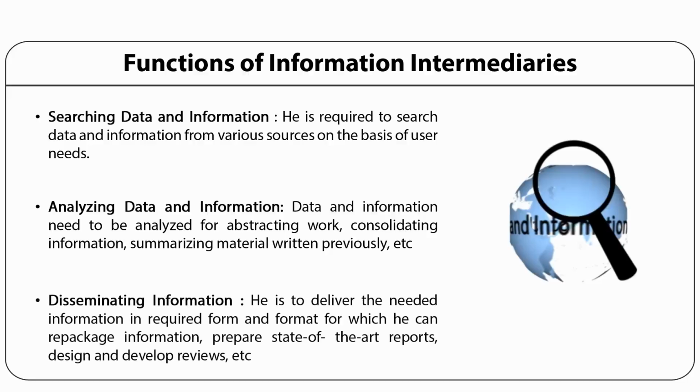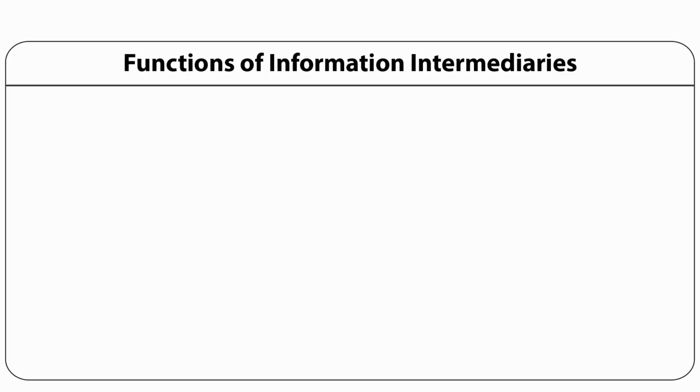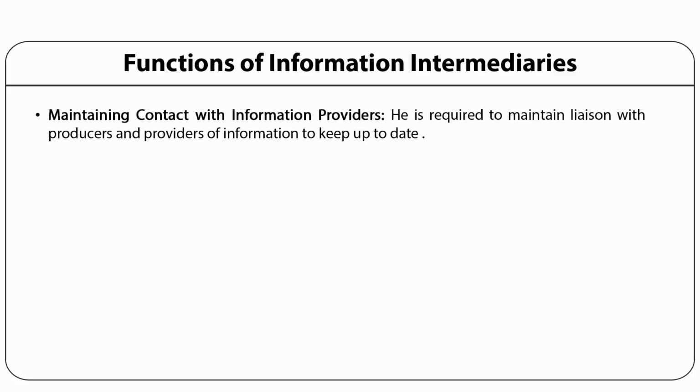Disseminating information is another function. He is to deliver the needed information in required form and format for which he can repackage information, prepare state-of-the-art reports, design and develop reviews, etc. Another function is maintaining contact with information providers. Information intermediary is required to maintain liaison with producers and providers of information to keep up to date.